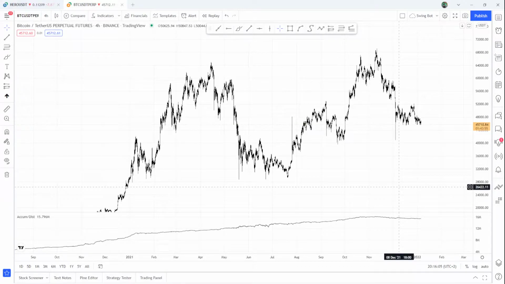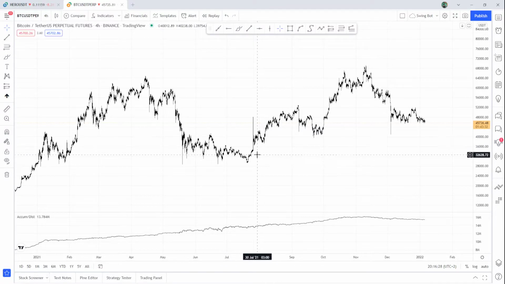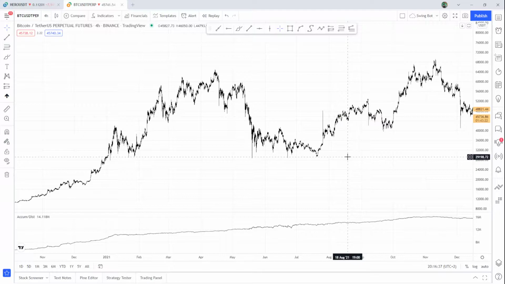Hello guys, Crypto Mike is here, and in today's lesson we're gonna talk about accumulation and distribution. What is accumulation and distribution, how can we spot them, and what does it mean? I'm gonna show you two different things: one on the chart and one with the accumulation and distribution indicator.